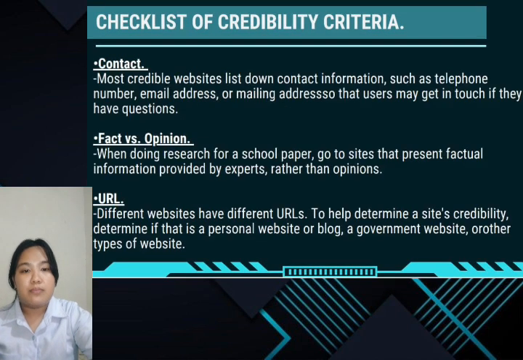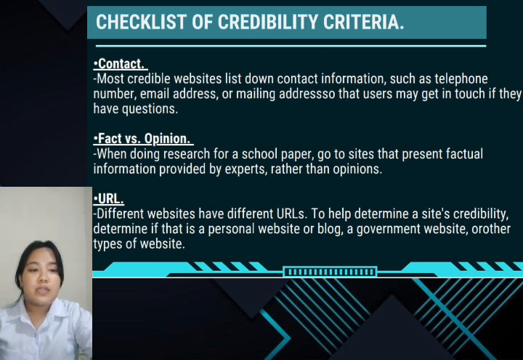Next is contact. Most credible websites list down contact information such as telephone number, email address, or mailing address, so that users may get in touch if they have questions. So this shows that they are open to questions and feedback from users. If a website hides its contact information, it might be less trustworthy. So when you're looking at a website, check if they have the contact us section or similar information. This is a good sign that they are confident in what they are sharing and are willing to answer your questions.